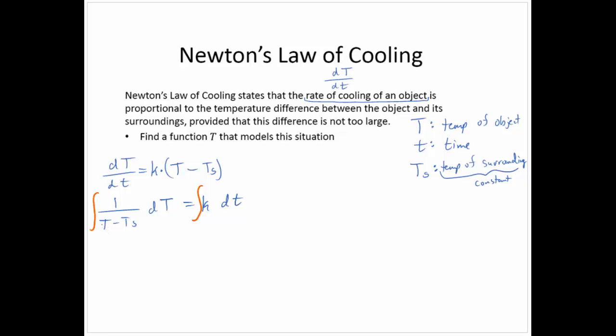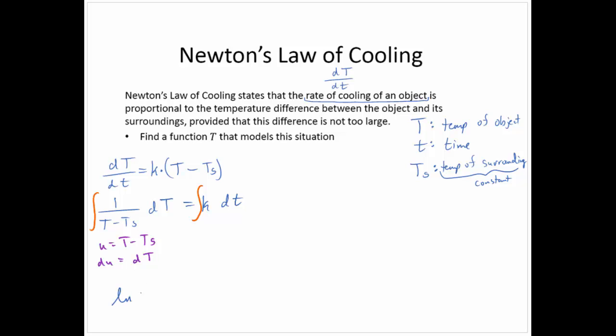Alright, so let's see. Temperature difference here, T minus T sub S. Now remember, T sub S is a constant. So if I were to make a substitution here, if I were to let U equal T minus T sub S, then du is simply dt. And so this looks like a natural log. Now I have to be careful here, the temperature difference doesn't tell us whether the temperature difference is positive or negative, so I do really need the absolute value bars here.